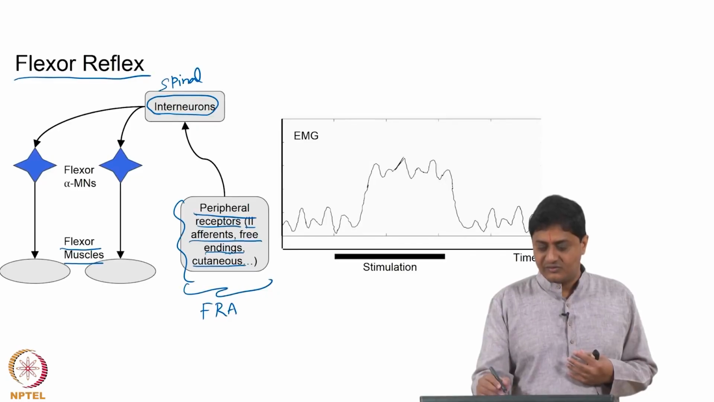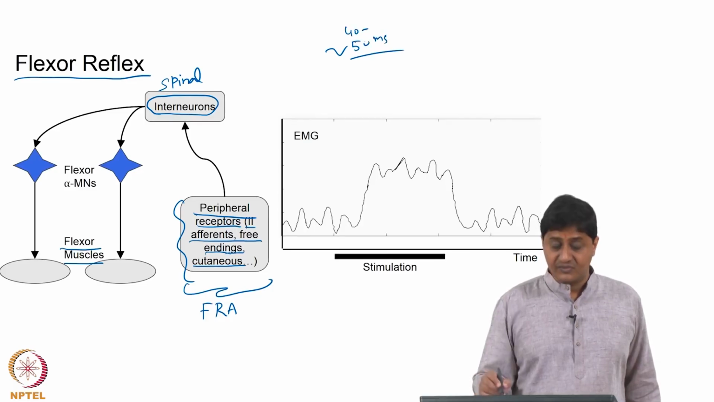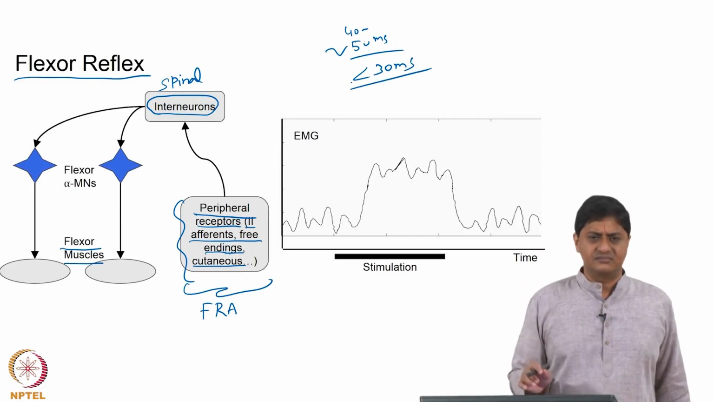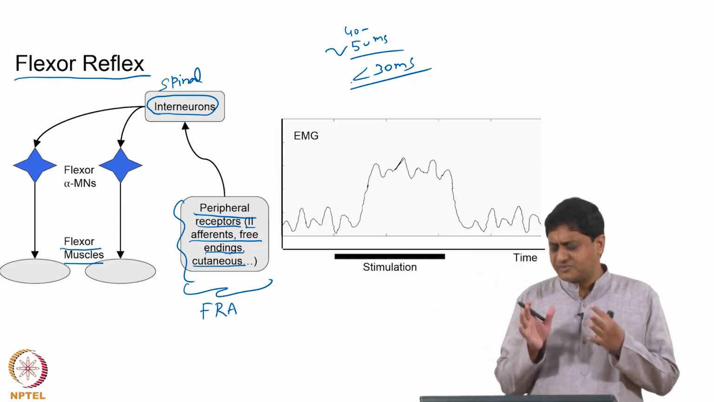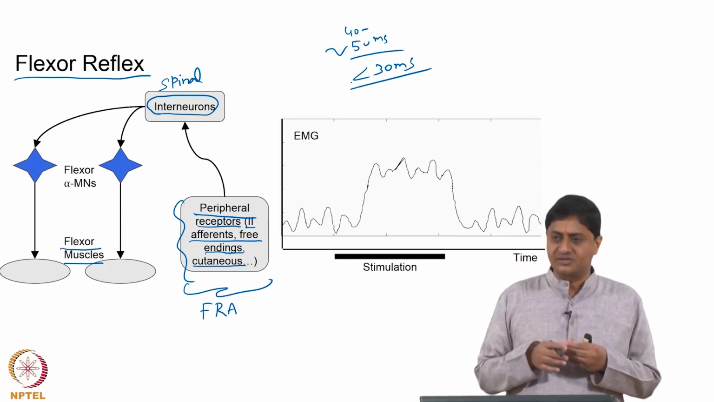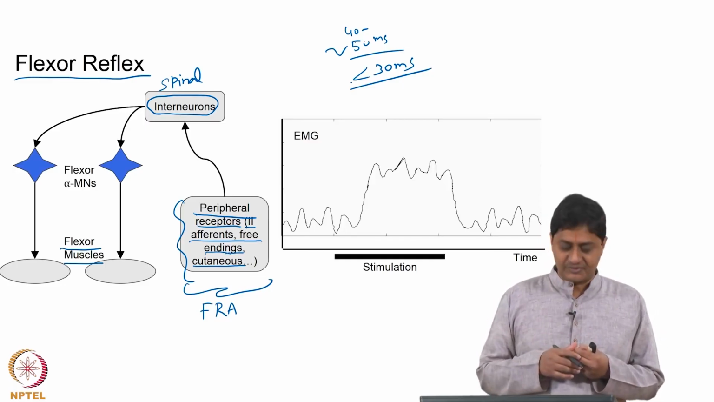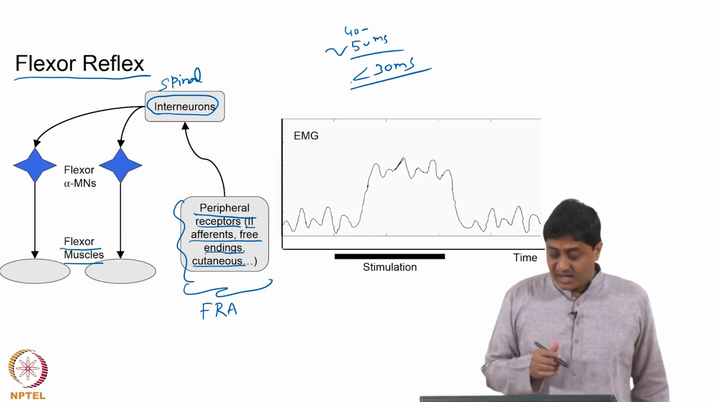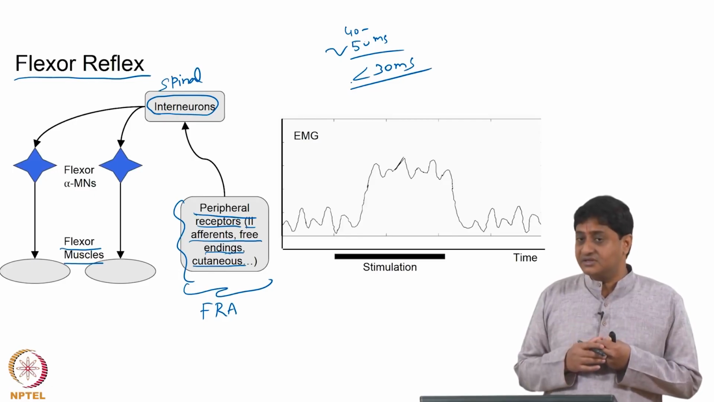So what could be the delay? It could be approximately 40 to 50 milliseconds, whereas a monosynaptic response is usually below 30 milliseconds. Characteristic, right? If the response is below 30 milliseconds, you can be almost sure that this is monosynaptic. If it is above 40-50, then you are talking about a polysynaptic response. And the response is also tuned to the properties of the stimulus.